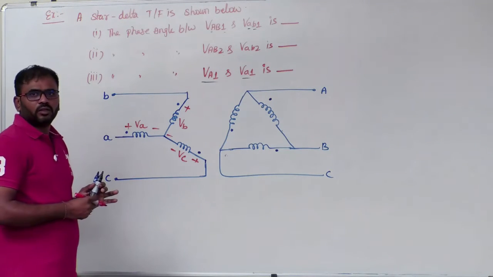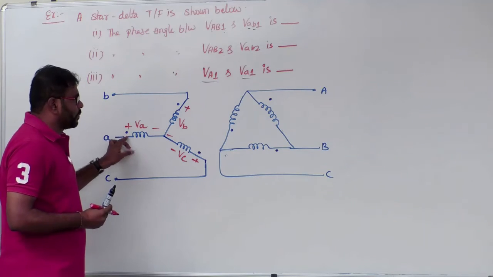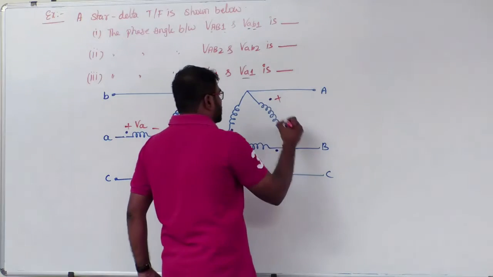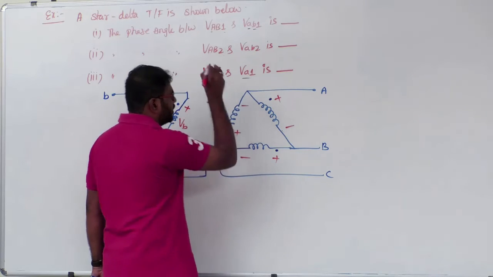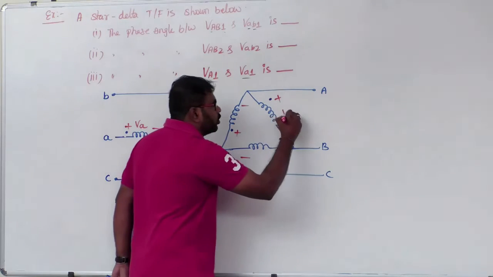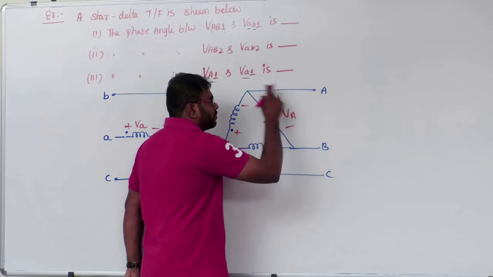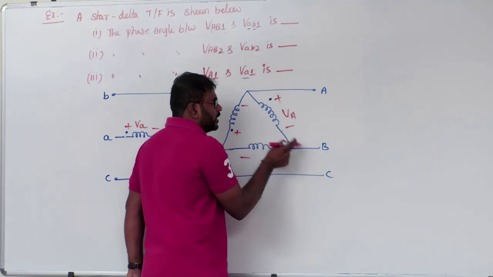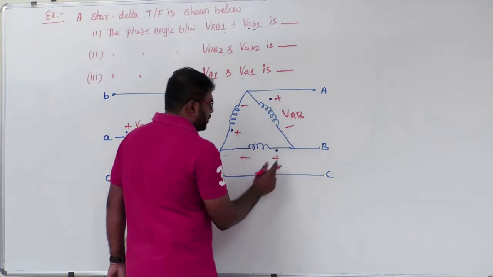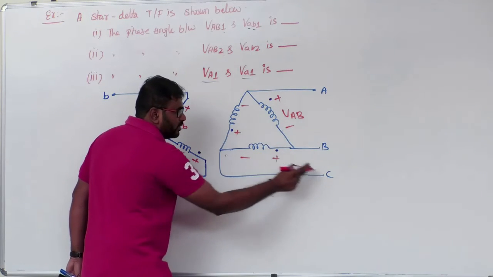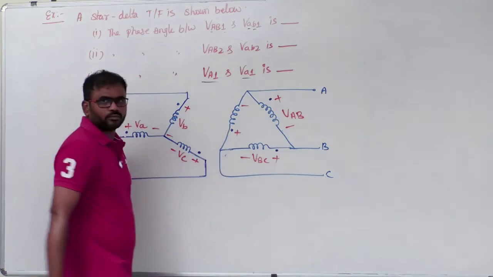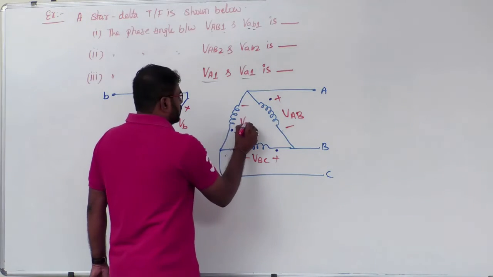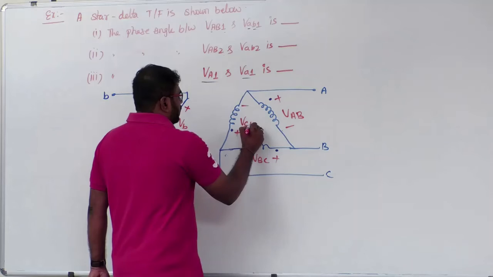Now plus minus, what is this voltage? VA. Since you have taken the dot side as plus, here also you have to take the dot side as plus and the other side as minus. Tell me what is this voltage? VA, and this one is B. So VAB. But the plus side is VB and the minus side is C, so nothing wrong to say VBC. And here, VCA.